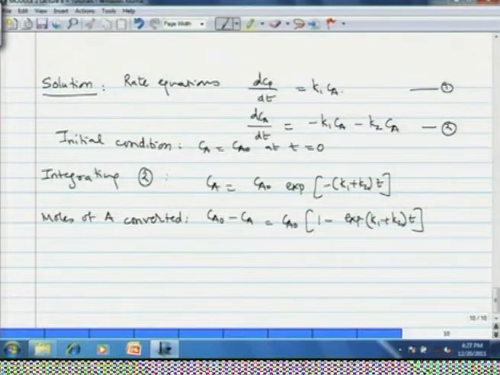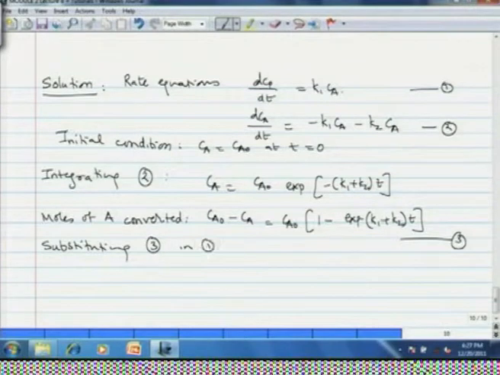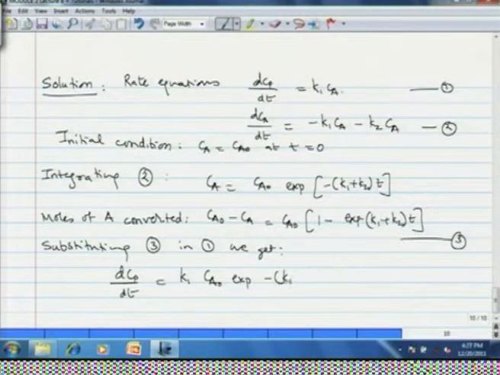And now, we substitute this expression, we number this as 3. So, substituting 3 in 1, we get dCp by dt equal to K1 into Ca naught into exponential minus K1 plus K2 into T, and now integrate.